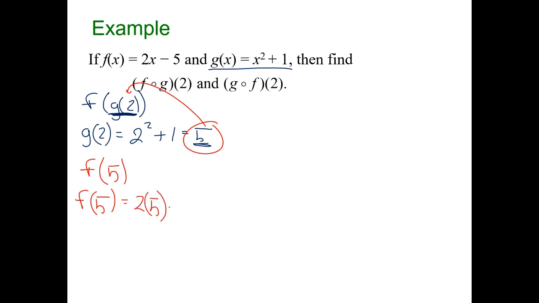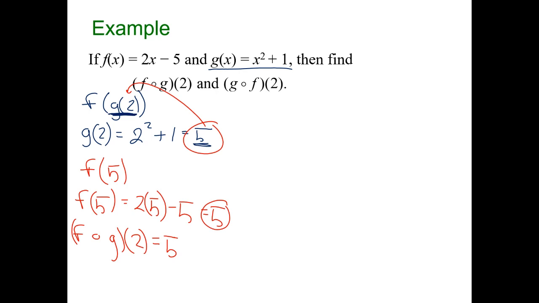Substitute x with 5. That would be 5. It'd be 5 again. So f of g of 2 equals 5.